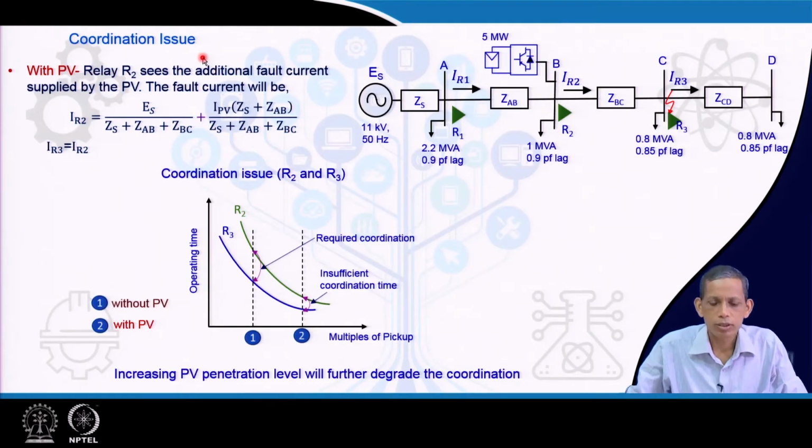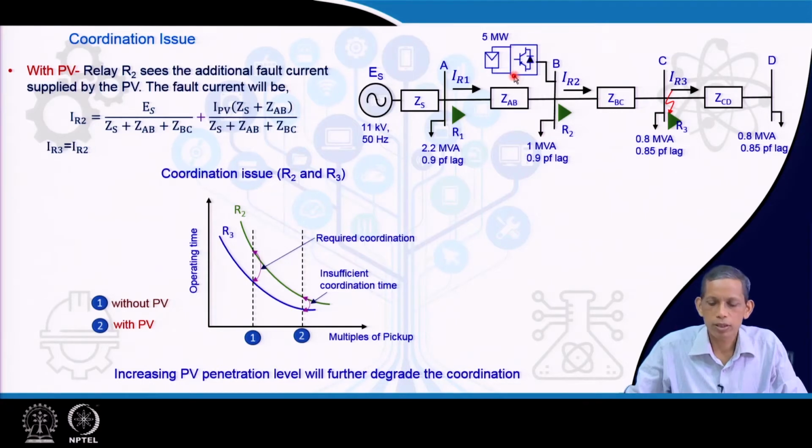Next issue is the coordination issue in the overcurrent relay. In a system like this, we have multiple buses in the distribution system, and we like to have coordination between relays R2 and R3, the last two relays in the system, with the PV connected at bus P.